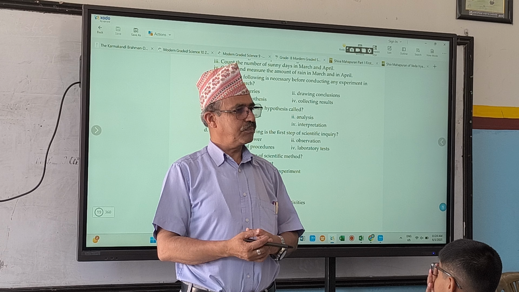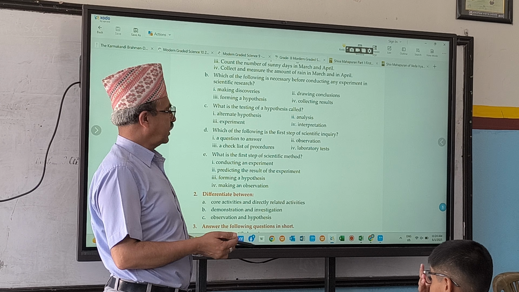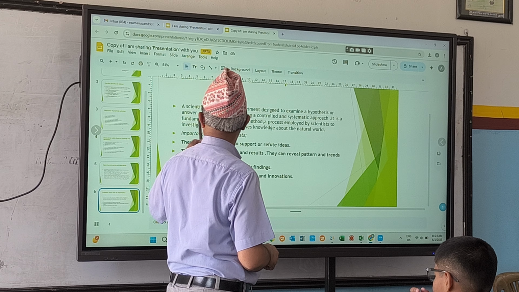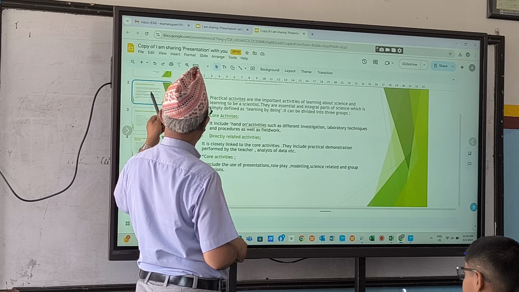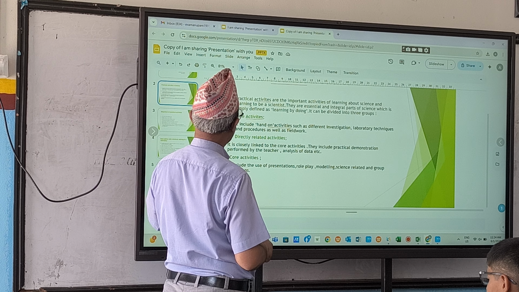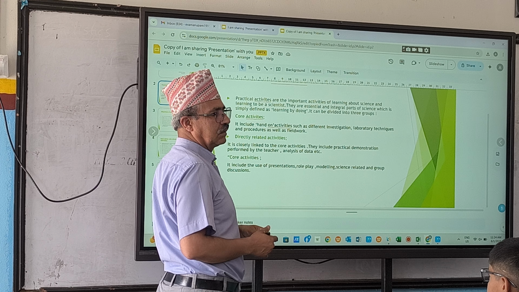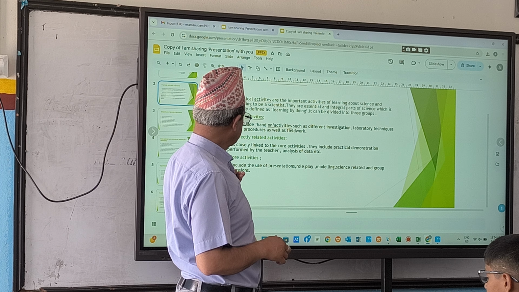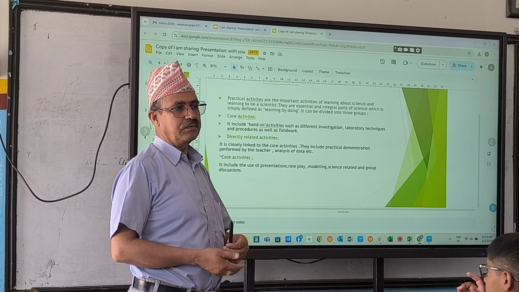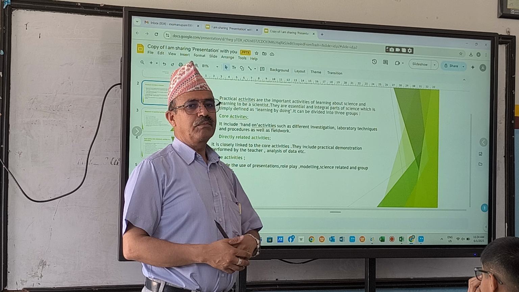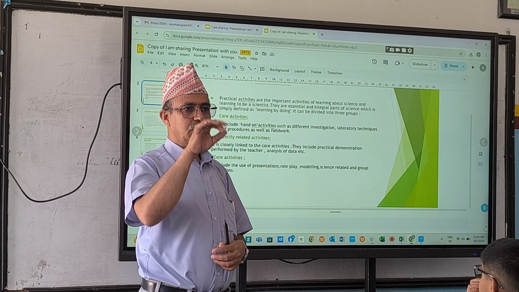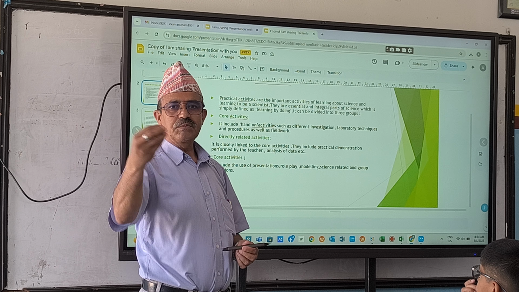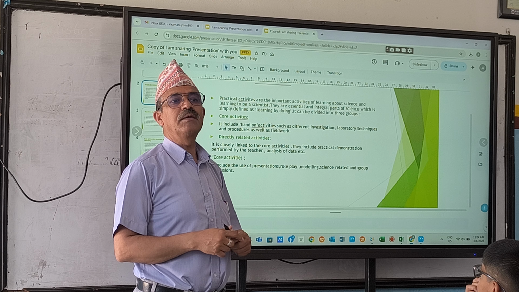So today they have presented. What are the three types of practical activities? Core activities, directly related activities, and complementary activities. While writing, they wrote here core activities. This is the first time. So next time they will make such slides in which the letters move up and down also. Sometimes they come from outside also, just like animation.